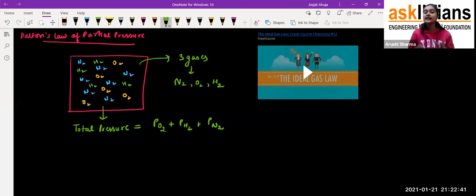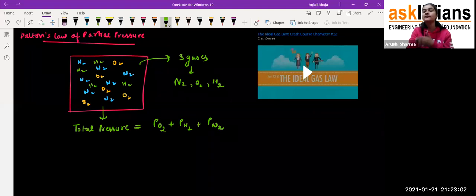Exactly, students, if I'm filling these three gases in one container, and if the oxygen is exerting 20, hydrogen 10, and nitrogen 20, the total will come out to be 50. So the total pressure exerted by the mixture of gases over the container is 50 atmosphere. That's the law, students: the total pressure is equal to the sum of the pressures of all of these. So that's Dalton's law of partial pressure.